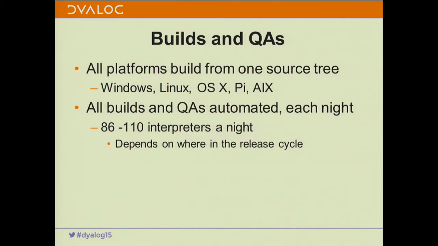And at the moment we are building and QAing each night between 86 and 110 interpreters. Okay, because we've got 3 versions of Dyalog APL we support, we've got 1 version of APL that we're developing, we've got 5 platforms, and between 4 and 12 different flavors of interpreter to build on each one of them. And when we issue a new version, we actually leave the old version that should drop off support. We formally say we only support 3, but for a month or so we can support 4.